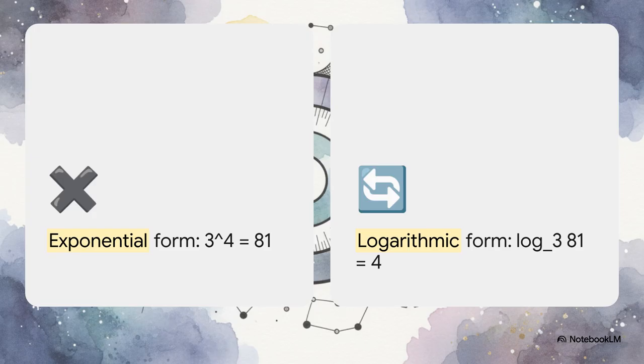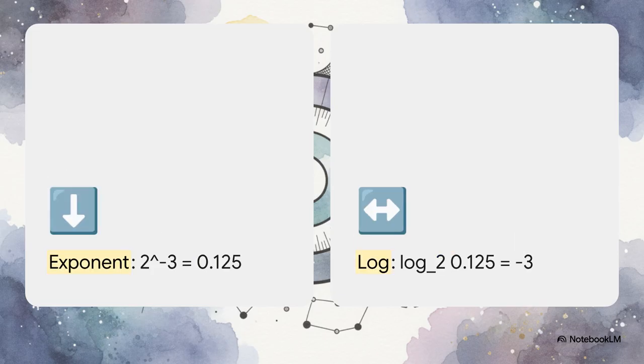It's that simple. And this structural translation works flawlessly for decimals and negative exponents too. Taking an example straight from our source material, 2 to the power of negative 3 equals 0.125. Translate that, and you get log base 2 of 0.125 equals negative 3. See? It's the exact same relationship, just dressed up in different clothing. Once you start recognizing this structural pattern, translating back and forth becomes totally automatic.